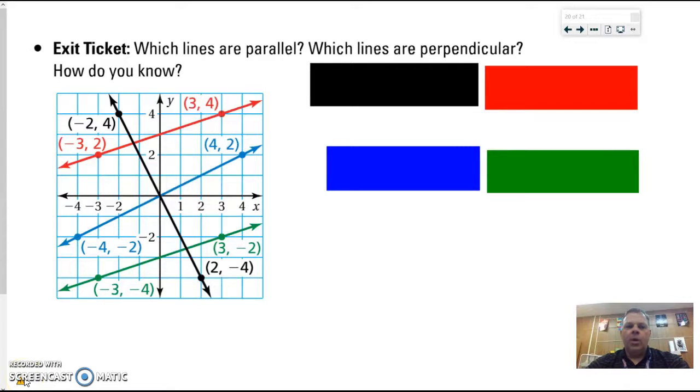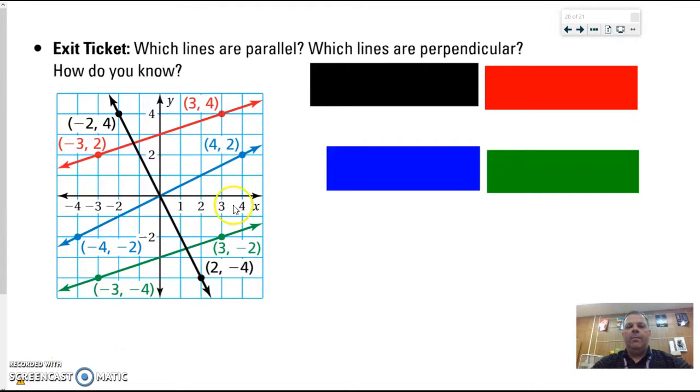In our last slide, we want to know which lines are parallel, which lines are perpendicular, and also we must determine how we know that to be the case. In order for lines to be parallel, they have to have the same slope. In order for them to be perpendicular, the two slopes multiplied together must equal -1. So the first thing that we must do is find the slopes of each of the lines.